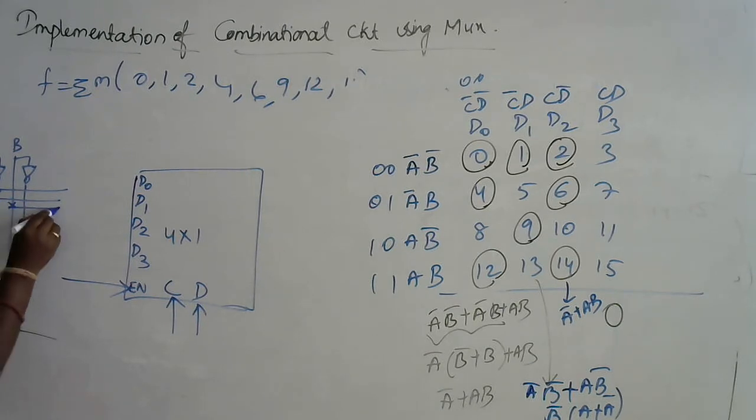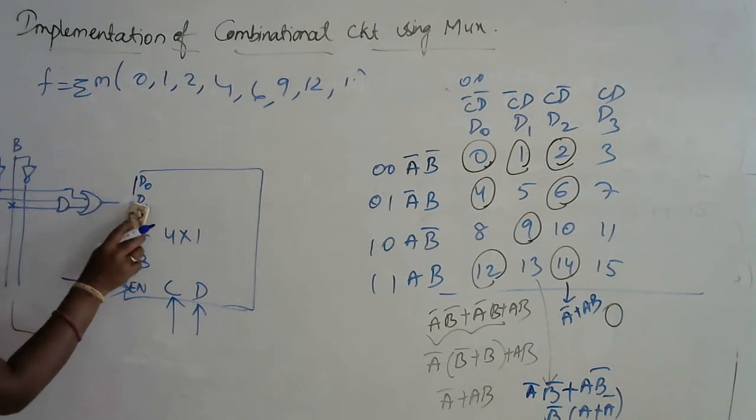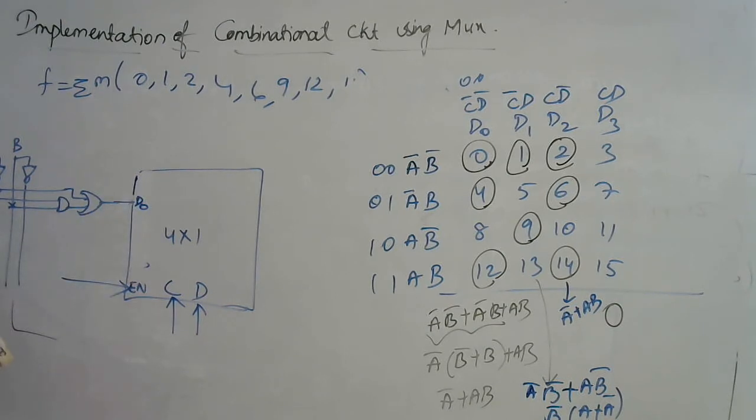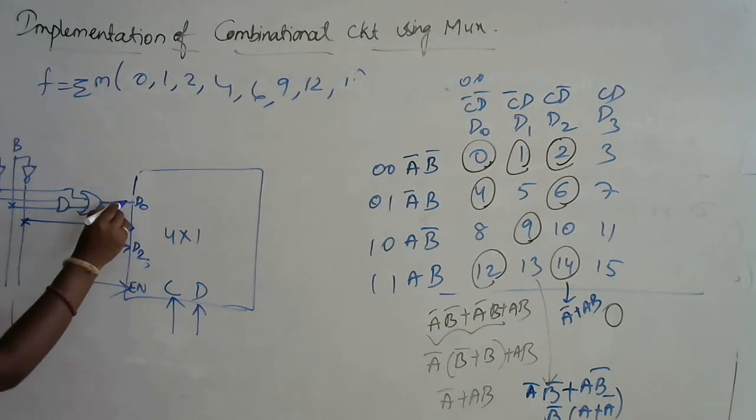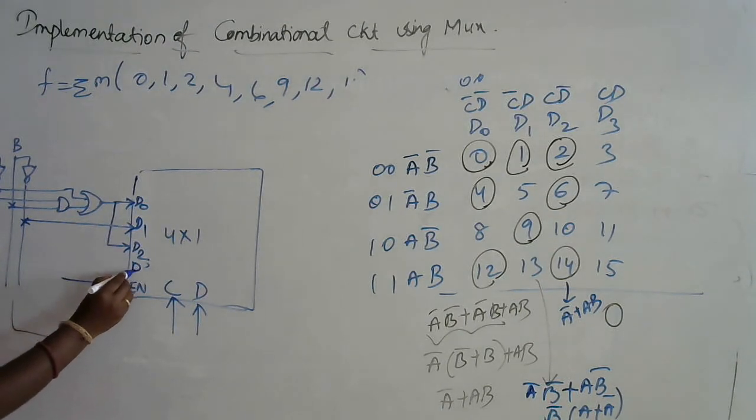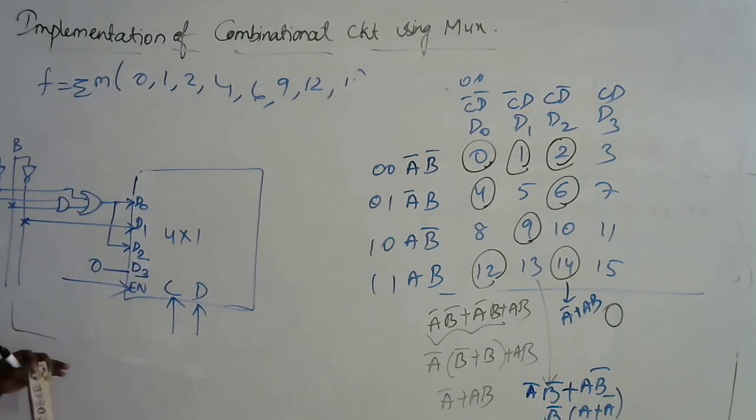What is the expression? A bar plus AB. A, B: AB is one AND gate. Both these are connected to an OR gate. This is for D naught. The same D naught is given to D2, so I am taking this and connecting it to D2. What is D1? D1 is B bar. This is D1. And D3 is 0. This is how to implement with a 4 by 1 multiplexer.